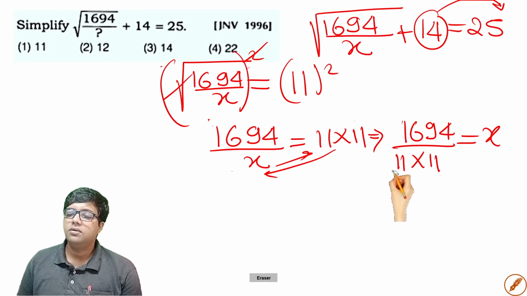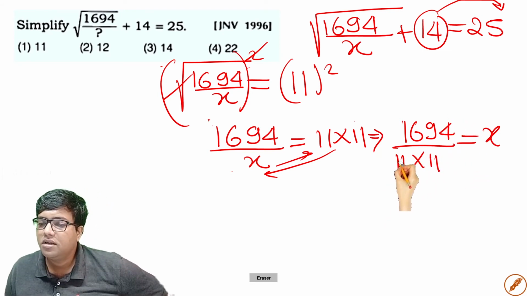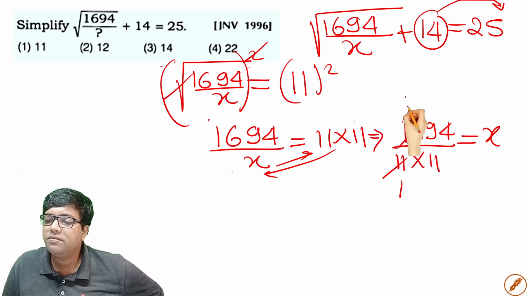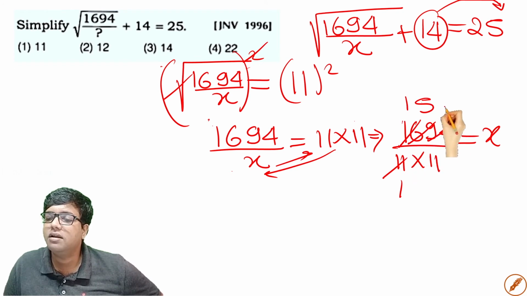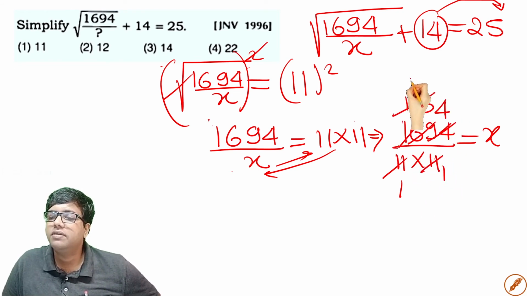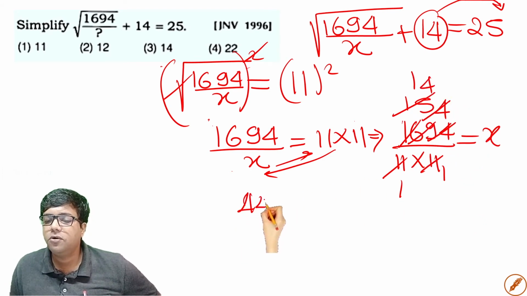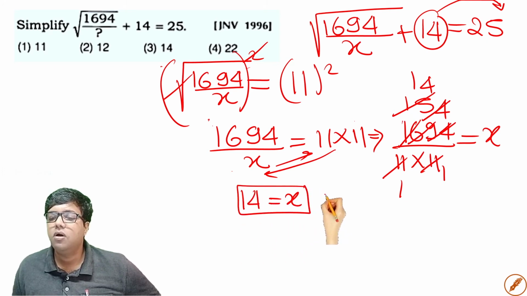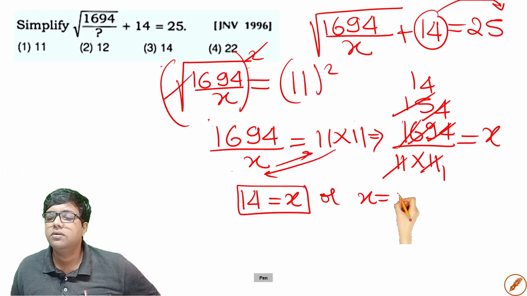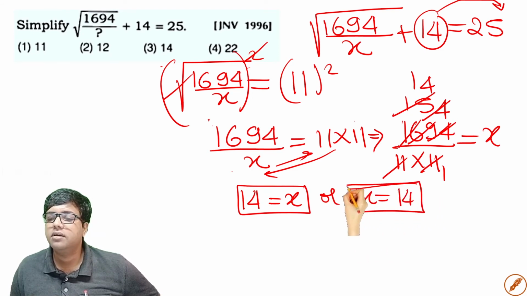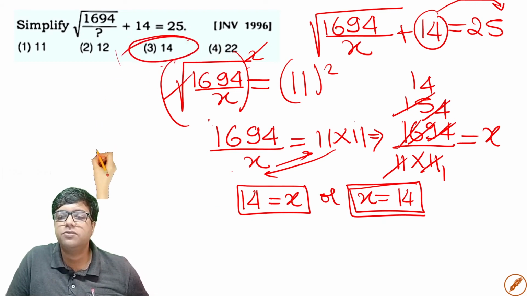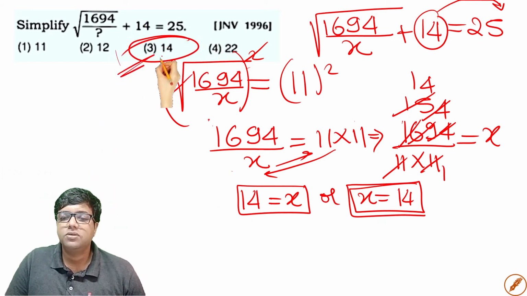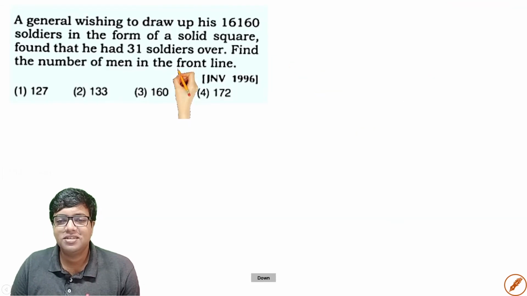Okay, so now let's do this division. 11 1s are 11, 11 1s are 11, and 59 is left. 11 5s are 55, 4 is left, 11 4s are 44. 11 1s are 11, 4 is left. So 14 is equal to x, or x is equal to 14. The required number is 14, available in option number 3. So therefore, option 3 is the right answer for this question.